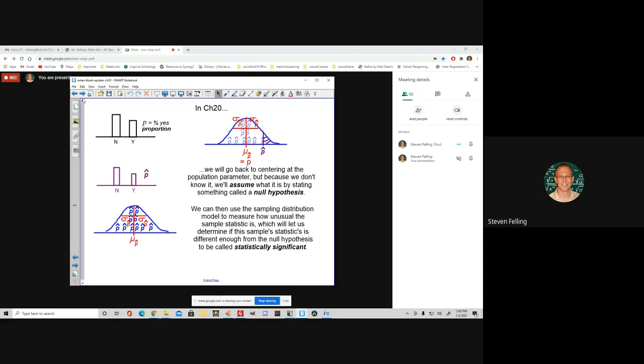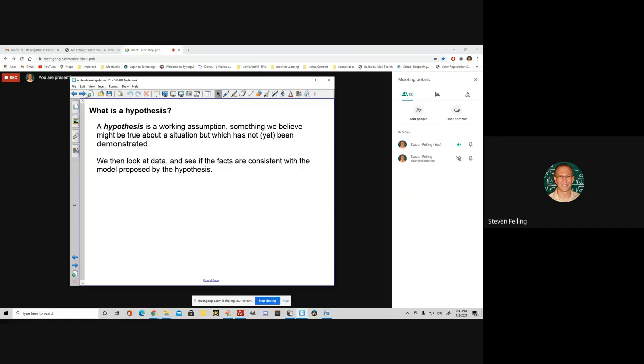Okay, that process is called hypothesis testing, and that's the subject for chapter 20. So what is a hypothesis? A hypothesis is just a working assumption. It's something that we believe might be true about a situation, but has not yet been demonstrated.